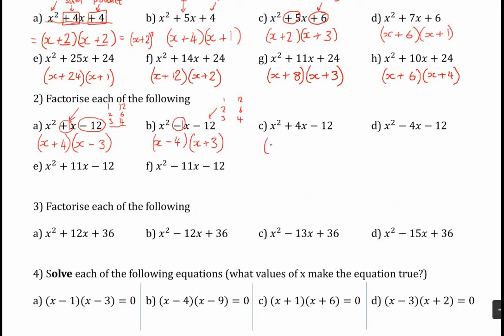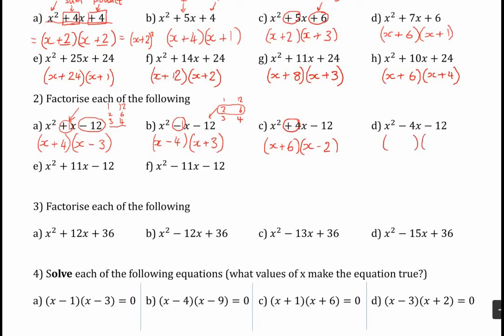On C, I'm going to put my x's in the brackets first. This time I want them to add together to make positive 4. So I'm looking back at those pairs, and these ones are the only ones I can make positive 4 out of, and I'm going to do that by having a positive 6 and a negative 2. 6 take away 2 would be positive 4.